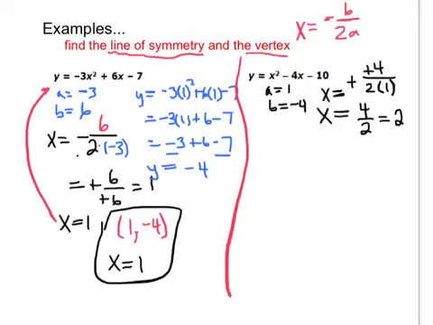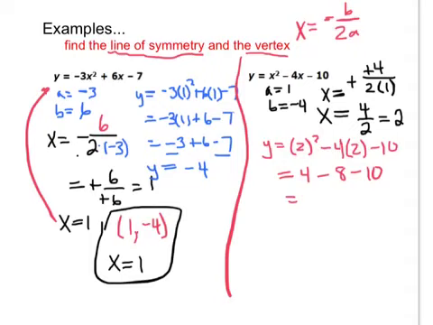We plug this back in our original equation. y equals 2 squared minus 4x minus 10, where that x is now a 2. So substitute our 2 in. So we get 4 minus 8 minus 10, and order of operations shows us 4 minus 8 is -4. So -4 minus 10 gives us -14. So in this case, y is equal to -14.